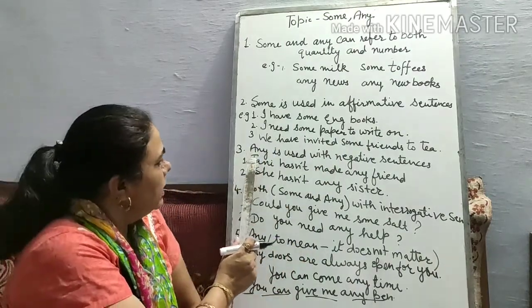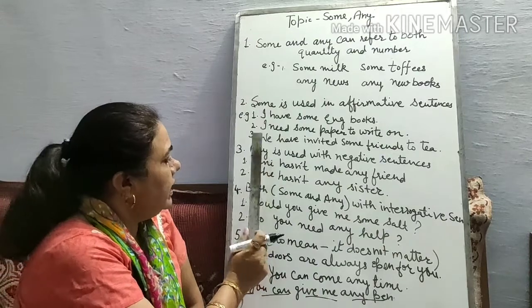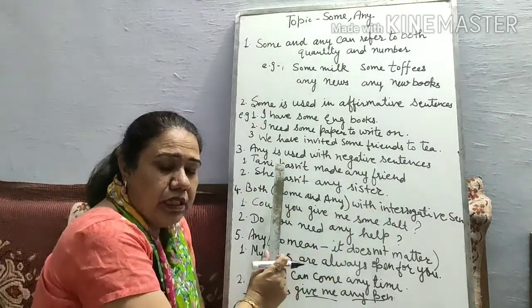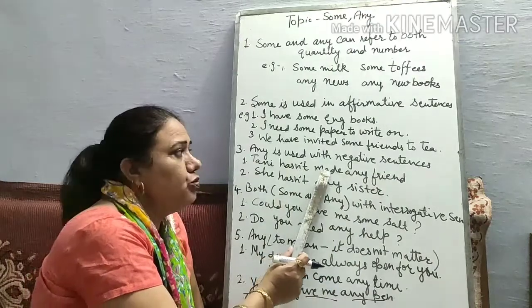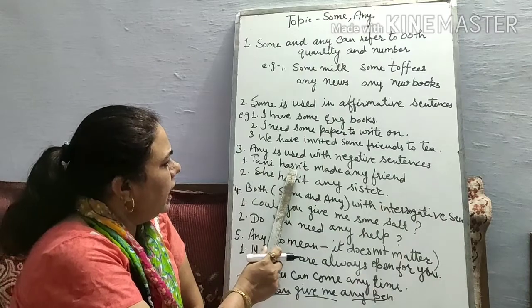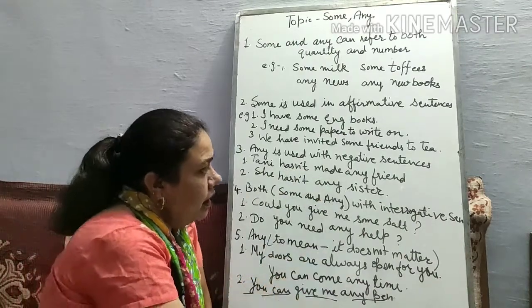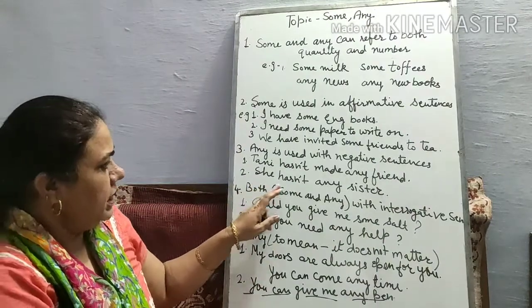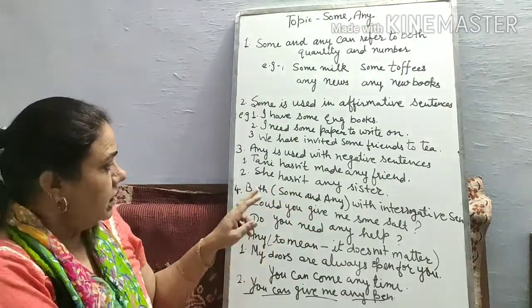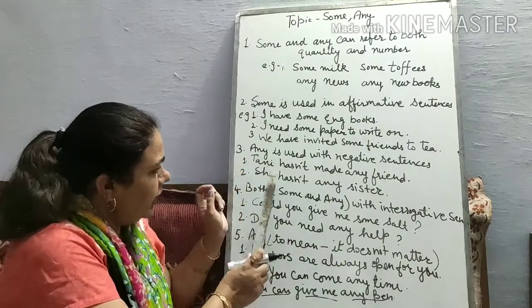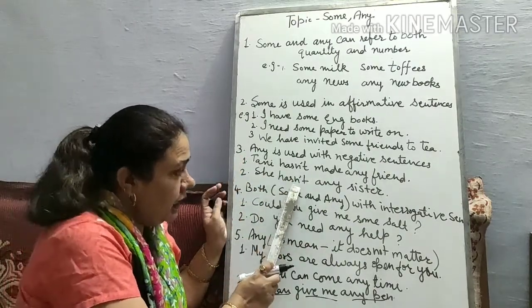Next we take any. Any is used with negative sentences. Remember, any is always used with negative sentences. For example, Tanvi hasn't made any friend. Next, she hasn't any sister. So when we write any, we will see whether it is negative or not.